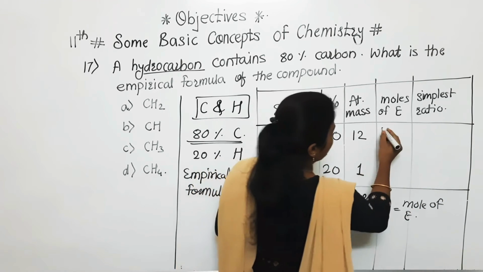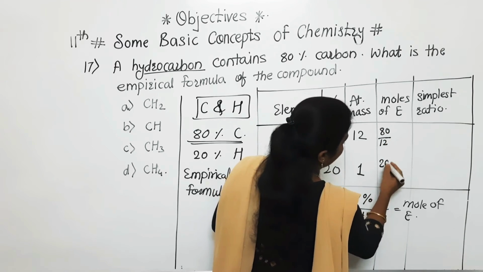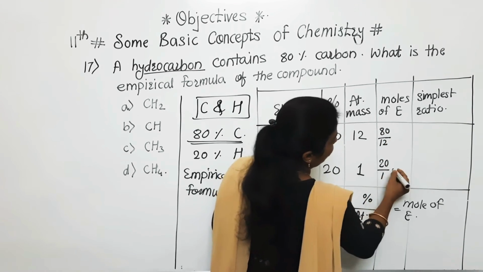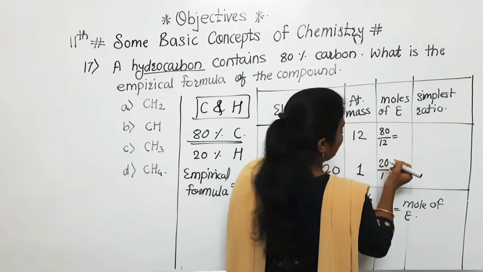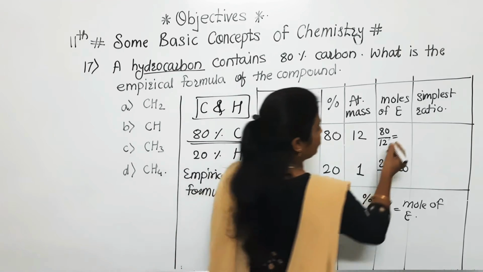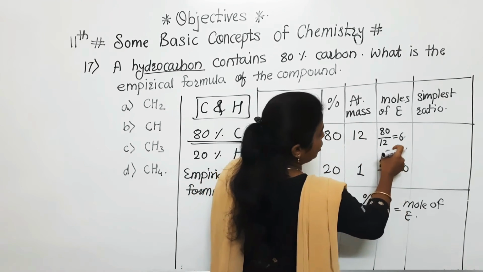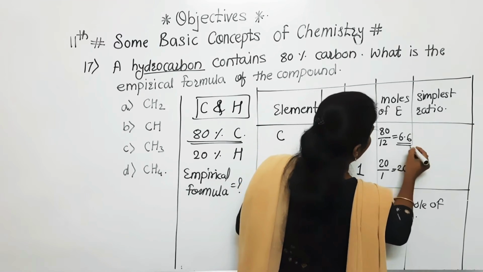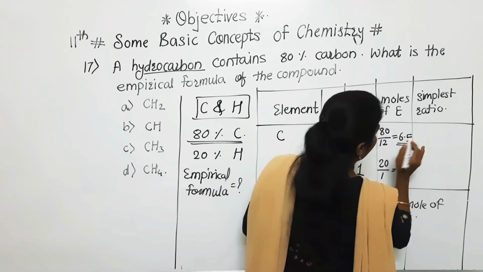So for that first one, 80 divided by 12. Here it will be 20 divided by 1. 20 divided by 1, it will become 20. Here 12 5s are 60. 12 6s are 72. So 72 minus 66 means here we can say that 6.5 will be the answer of this one.